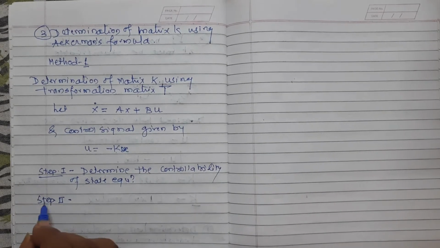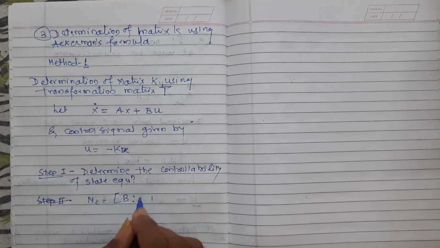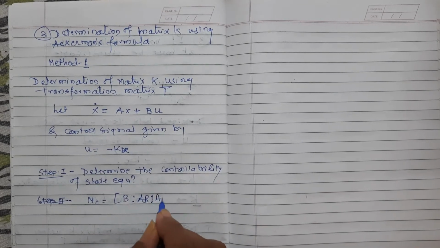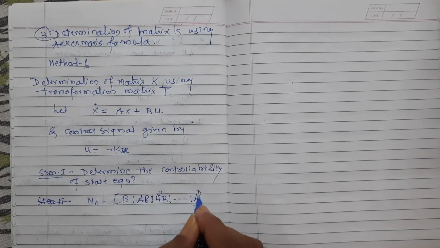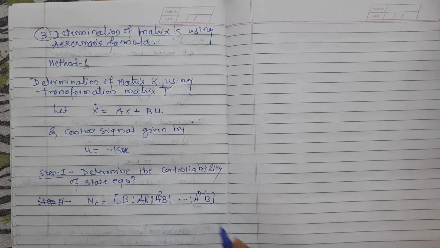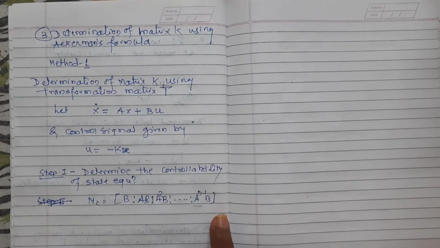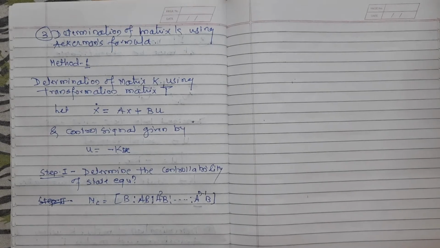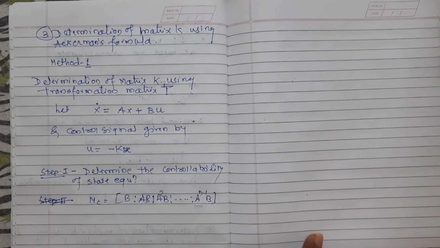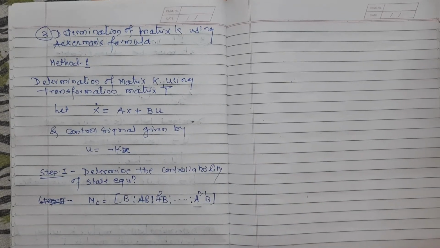Now how can we check the controllability? We know MC equals B, AB, A squared B, up to A raised to n minus 1 times B. This is my controllability matrix, and if the rank of the matrix matches the rank of A, then we can say that my system is fully controllable, and if it is not matching, then it is not a controllable system.